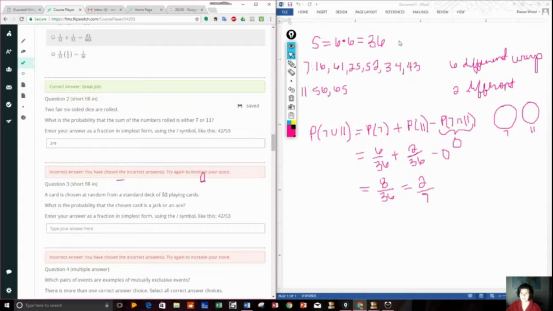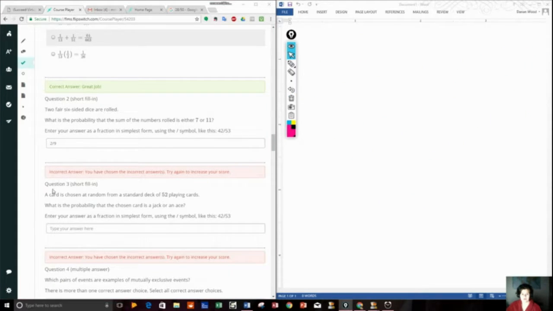Great job. All right. Question 3. A card is chosen at random from a standard deck of 52 playing cards. What is the probability that a chosen card is a jack or an ace? So there's the indicator "or", and then double check yourself. Can the card be a jack and an ace at the same time? And that says no. You cannot have a jack and an ace at the same time.